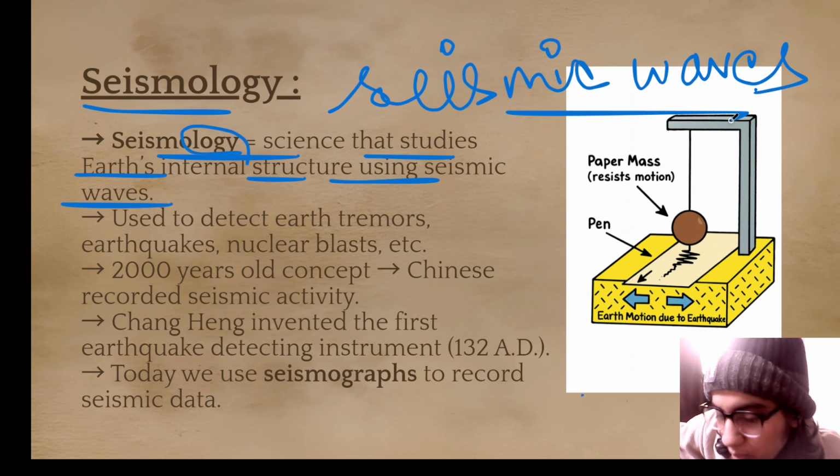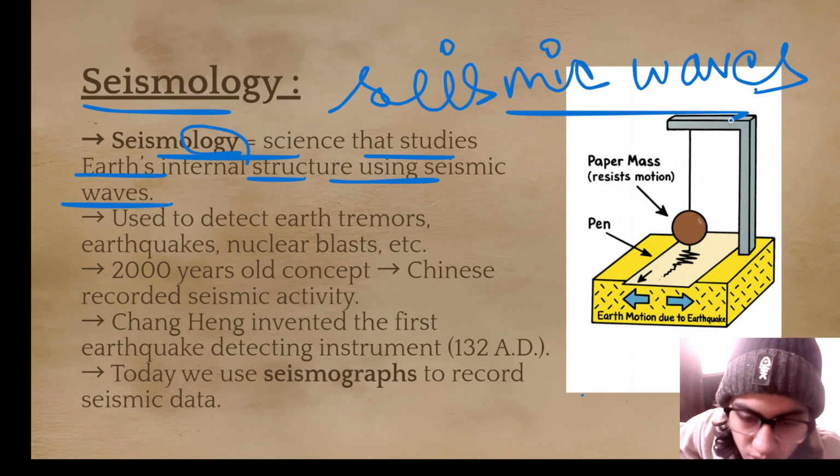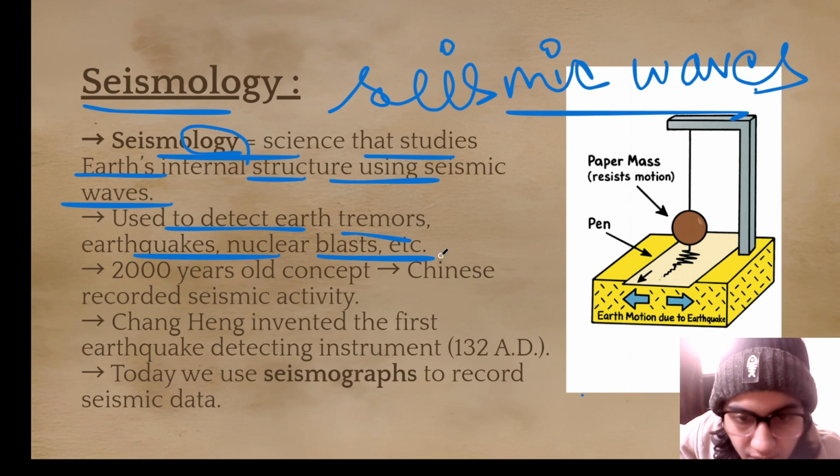Okay, so it is very hard for us to dig deep into the Earth, because as we go deeper and deeper, the Earth's temperature rises very rapidly. So we can't see all the layers that are present inside the Earth. So that's why we use these seismic waves, used to detect earth tremors, earthquakes, nuclear blasts, etc.